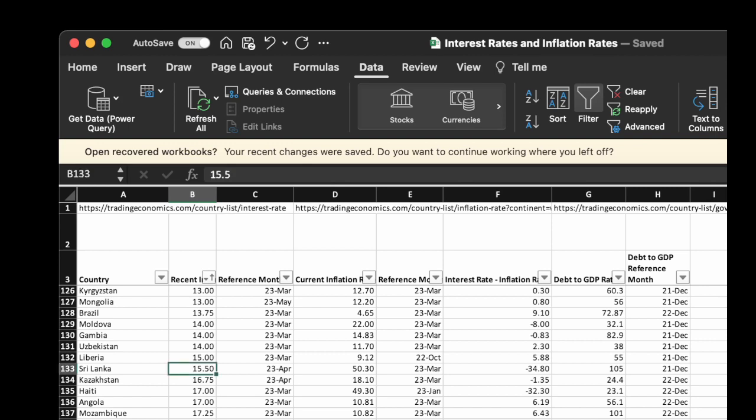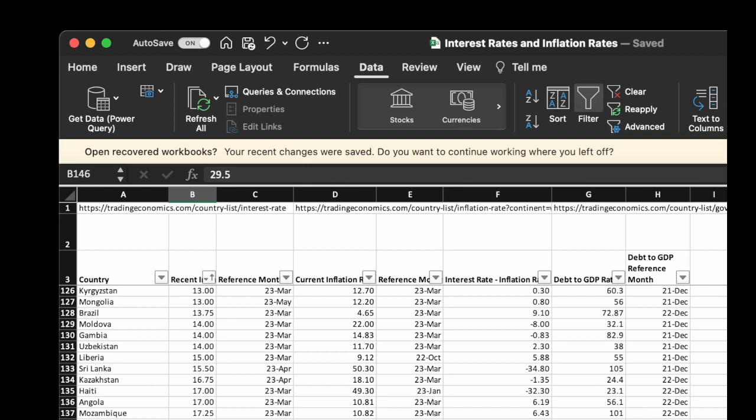So now Sri Lanka at 15.5, Kazakhstan at 16.75, Haiti at 17, Angola at 17, Mozambique at 17.25, Iran at 18, Malawi at 18, Nigeria at 18, Egypt at 18.25, Sierra Leone at 18.75, Pakistan at 21, Ukraine at 25, Sudan at 27.3, Ghana at 29.5.